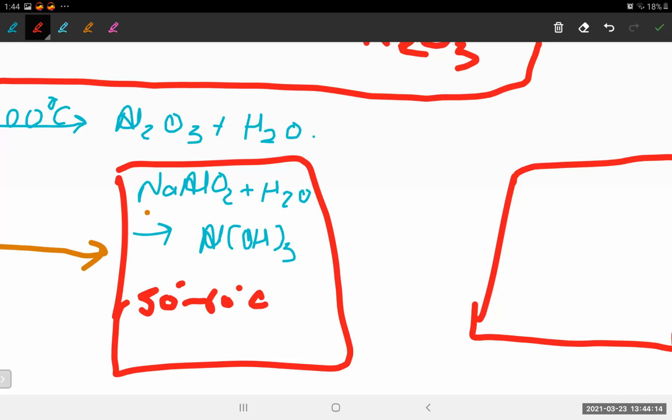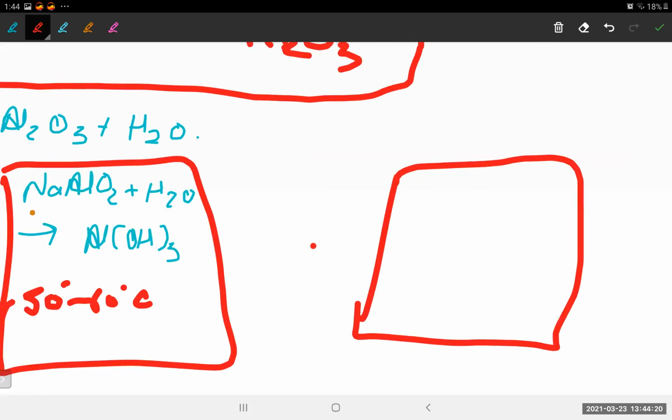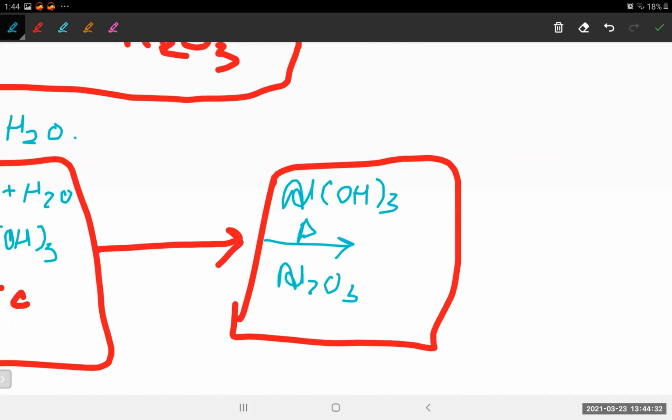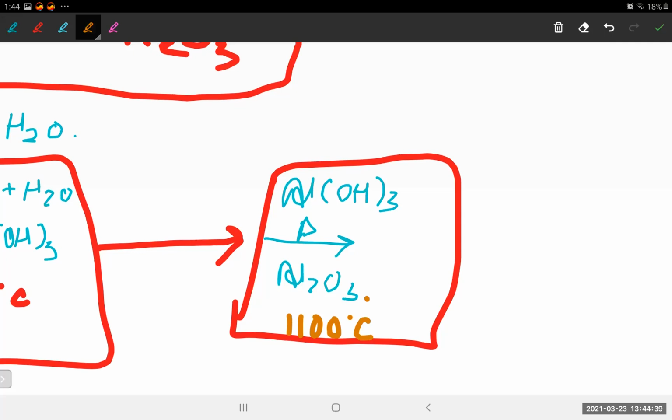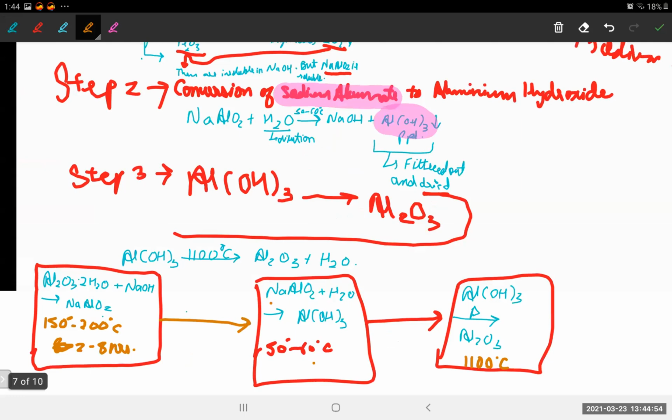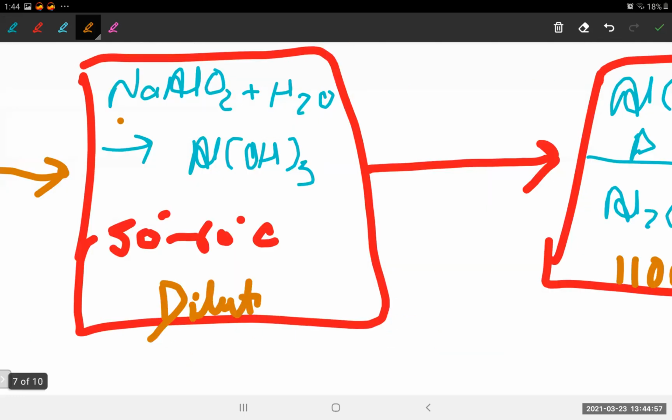Okay, next, we move on to the next. At last, what did we do? We have taken this Al(OH)3 and we heated it. Yes or no? We heated it to get what? Al2O3. This is the process of Bayer. This is 1100. First process is just the first step, and then this process is called dilution, and this process is called heating or drying. Okay, so this was the Bayer's process.